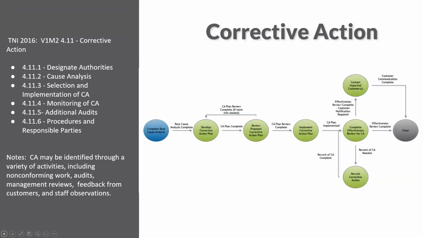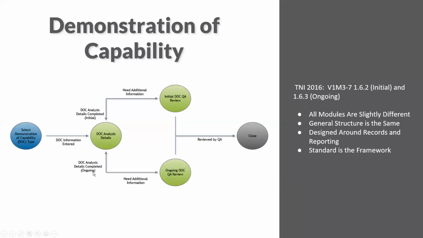If we move now to our DOC, our demonstrations of capability, this is one where it gets a little bit more interesting in a lot of ways, mostly because if you're familiar with the TNI standard, you know that this isn't just a single standard and a single module, right? We're talking about modules 3 through 7, 1.6.2, 1.6.3 for all of those modules, both initial and ongoing, right? And so you might look at this diagram and think, well, that's awful simple for what is a very complex process. And it's intended to be simple, right?